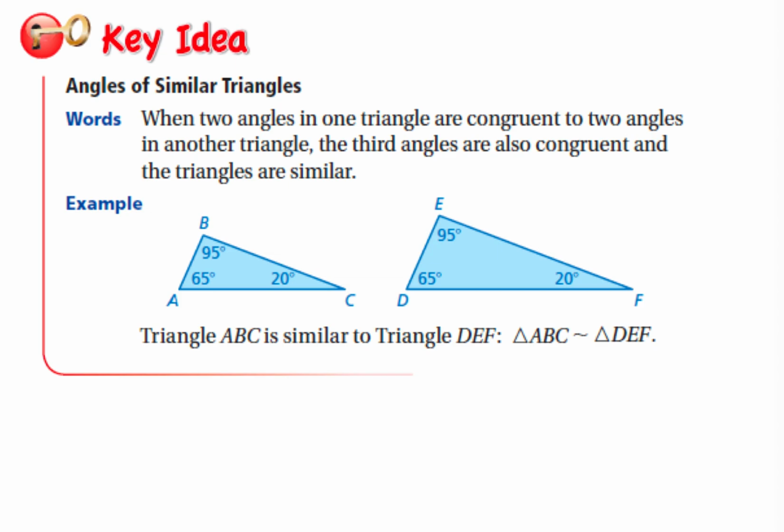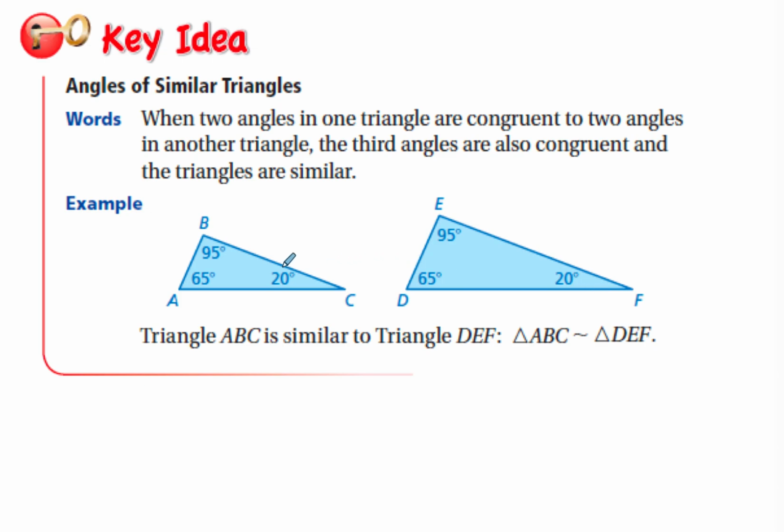When two angles in one triangle are congruent to two angles in another triangle, the third angles are also congruent and the triangles are similar. Similar means that they are the same shape but different sizes. So here is our similarity statement. It says triangle ABC is similar to triangle DEF.